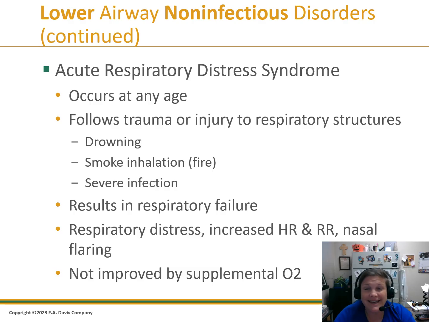Okay, the next condition is acute respiratory distress syndrome. The same name with one additional word and one additional letter in the abbreviation: ARDS, acute respiratory distress syndrome, pronounced ARDS. ARDS can occur at any age. So this is not just talking about your premature babies, 28 weeks gestation and younger. This could happen at any time. This is basically an event where all of a sudden their respiratory function is severely compromised.